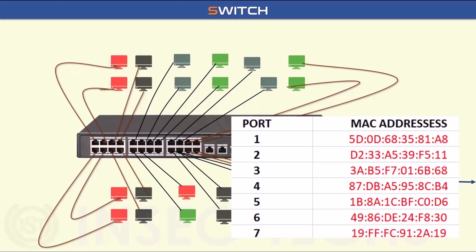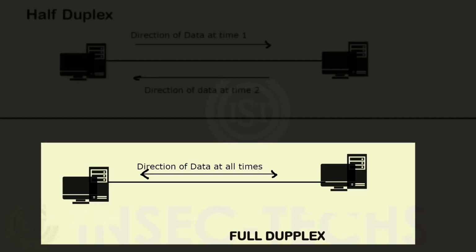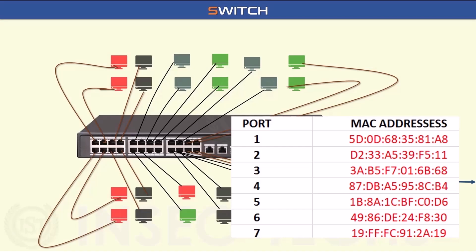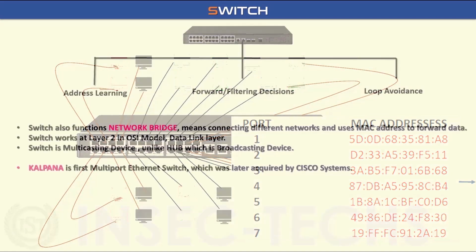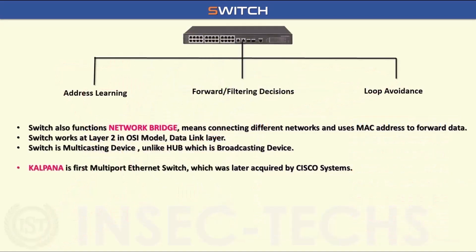As said earlier in the class, the transmission mode in hubs is half duplex, that is only one device can send data at a time. The transmission mode of switches is full duplex. It means that an Ethernet port can send and receive data at the same time. And switches also function as a network bridge, meaning two different networks can be connected using a switch.